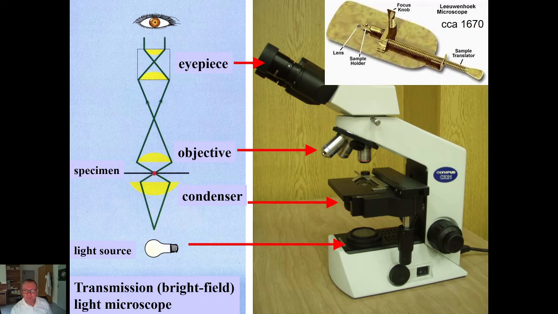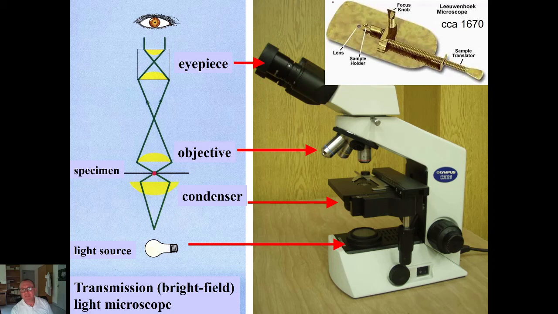4 optic parts: light source, condenser, objective, usually more objectives which can be exchanged, and eyepieces. 2 eyepieces are here because our microscopes are binocular.